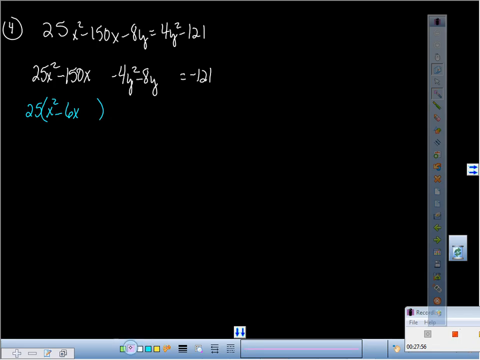And then I'm going to draw that rainbow thing. Now, this is the one you have to be careful with, because what am I taking out? A negative 4. So be careful doing that. And then you're left with y squared plus 2y. Very good. I'm going to draw that rainbow again. And then equals negative 121. So let's do our stuff. What's half of 6? 3 squared is 9. So I add 9, but did you really add 9? That is 9 times 25, which is 225. So that's what I'll add over here.